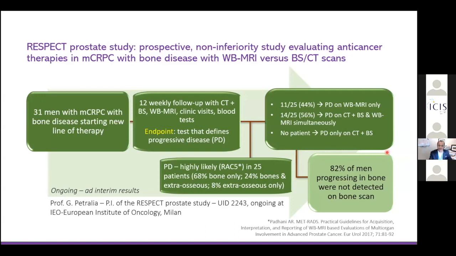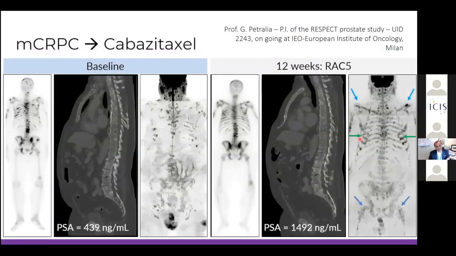Now you'll notice that 25 men out of 33 had progressed to the point where you would say, change the treatment. In other words, RAC5, response assessment category 5, change the treatment. And you'll see that progression was only shown on the whole body MRI in about 45% of cases. And no patient had progression shown only on the CT scan and the bone scan. And in fact, when you knew the patient was progressing in the bone, 82% of times, the bone scan was calling things stable. So here's an example.